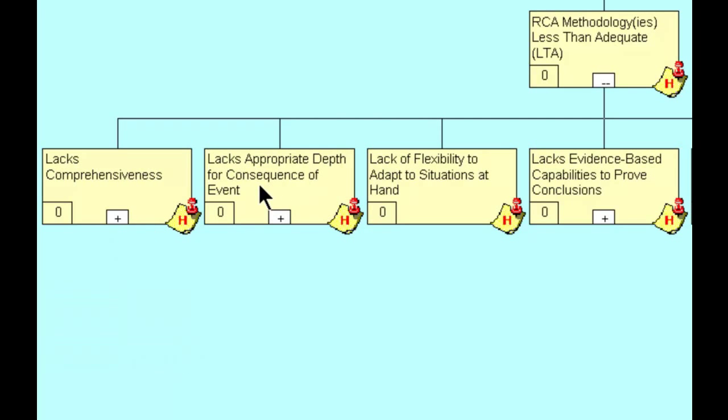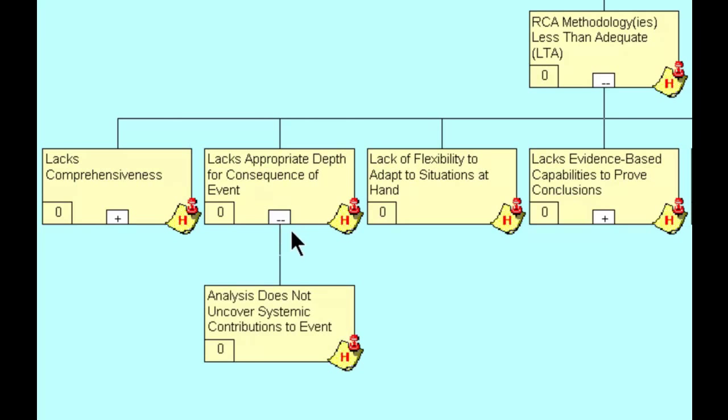Lacks appropriate depth for the consequence of the event at hand. The analysis does not uncover systemic contributions to the event. We may stop short and identify a physical root and replace a piece of equipment, or we may stop short and blame someone for making a bad decision. But we don't delve deep enough into understanding why people made the bad decisions and uncover the systemic contributions to their decision.